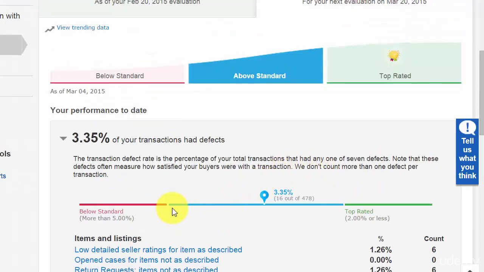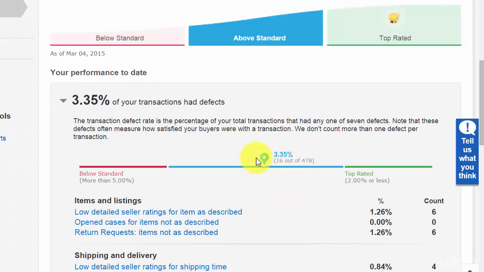Now, the safe zone is between 2% and 5%. As you can see, I'm right smack in the middle at 3.35% here, and this is a safe zone. You're above standard, and eBay likes that. eBay will continue to give you increases and give your listings a better score and a better rank.